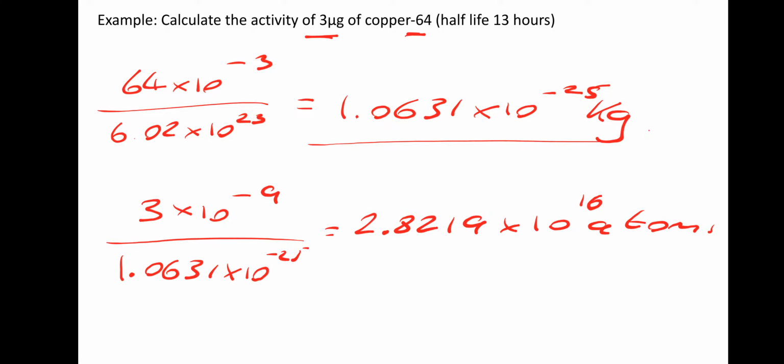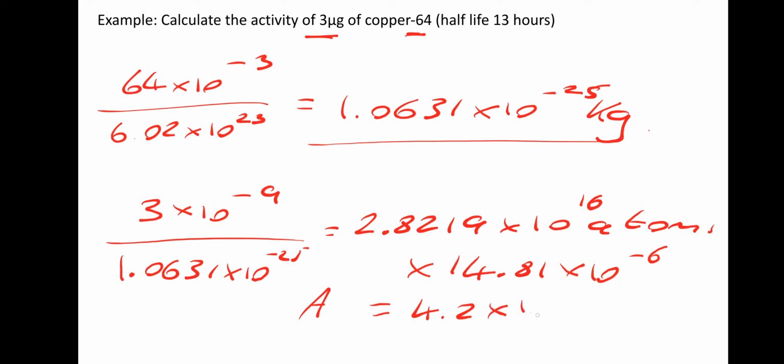So activity is lambda n. So we just need to multiply that by the decay constant from the first part of this question. I'm just going to write it in. So multiply the number that you've got written down, which should be the 14.81 times 10 to the minus 6. And those two multiplied together will give the activity, because activity is lambda n, of 4.2 times 10 to the 11 becquerel.